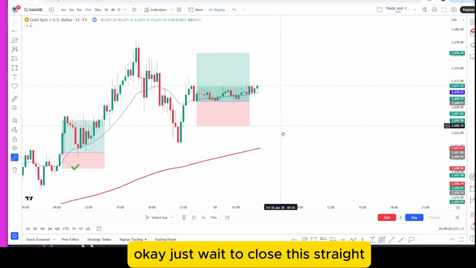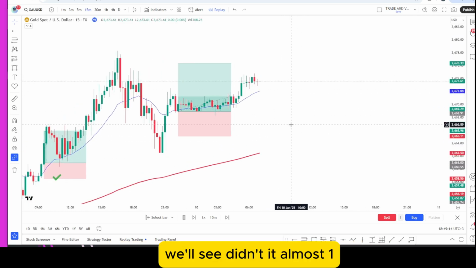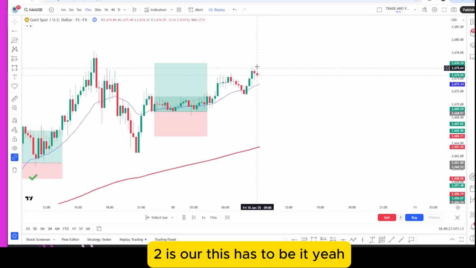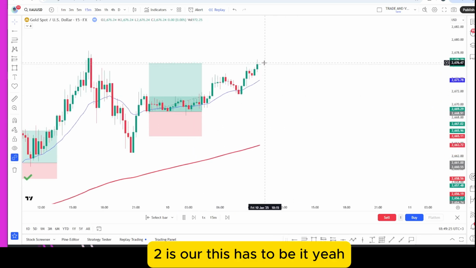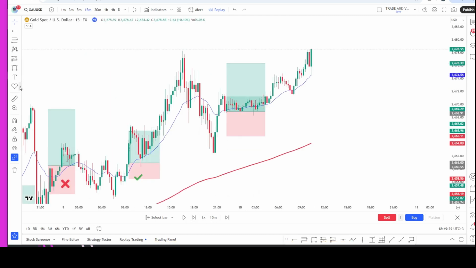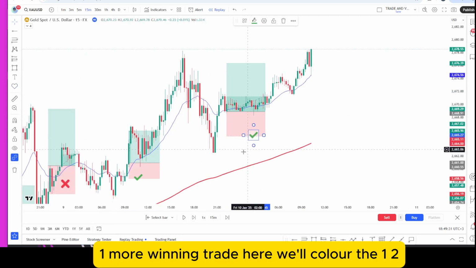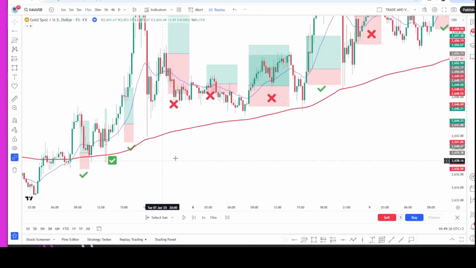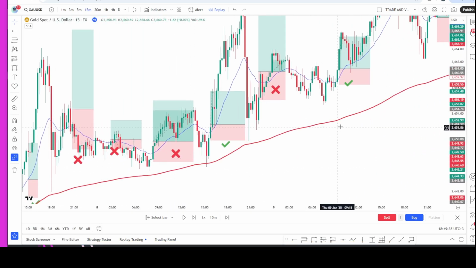Okay, just wait to close this trade. We'll see. Almost 1 is getting, then it's okay. 1:2 is our target, this has to be it. Yeah, 1:2 hit. So we have one more winning trade here. We'll calculate: 1 2 3 4 5 6 winning trades and 4 losing trades.